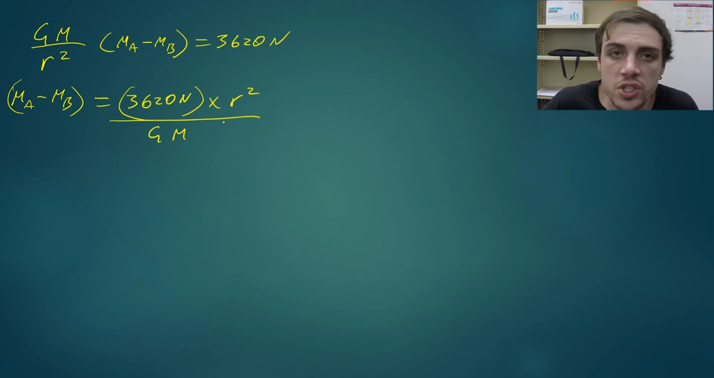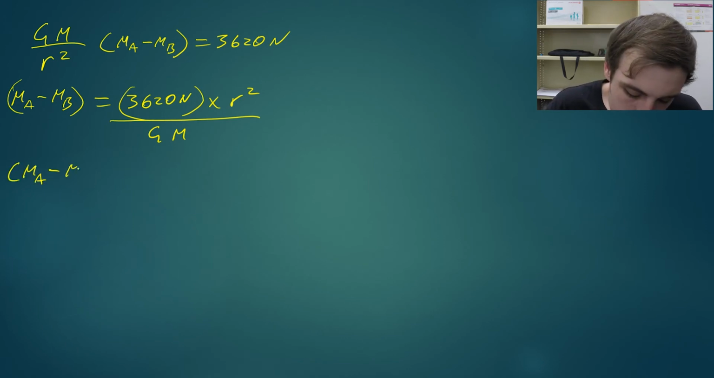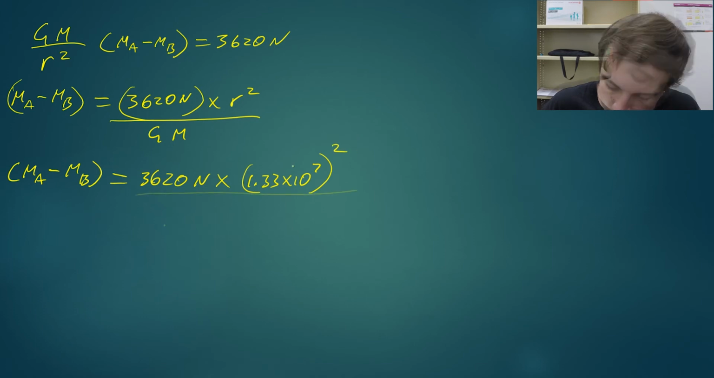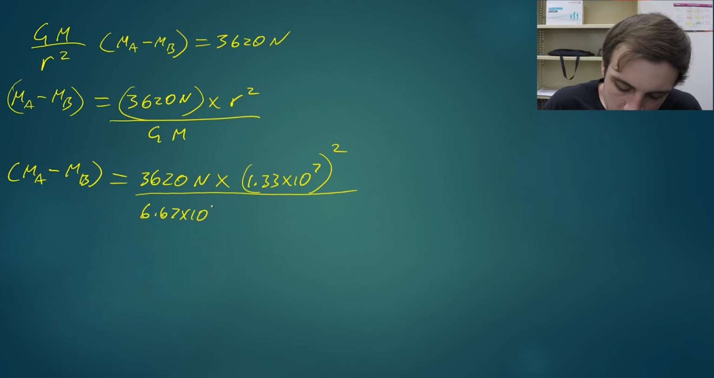Now we just need to substitute our values that we have. So MA minus MB, we don't know that, that's the point of the question, is equal to 3620 multiplied by R squared. So remembering that the distance between these two, which in this case is indeed the radius, is going to be 1.33 times 10 to the 7 squared. So our gravitational constant is 6.67 times 10 to the power of negative 11.